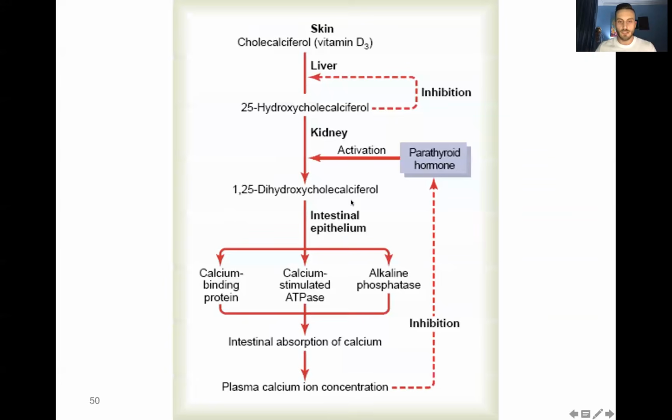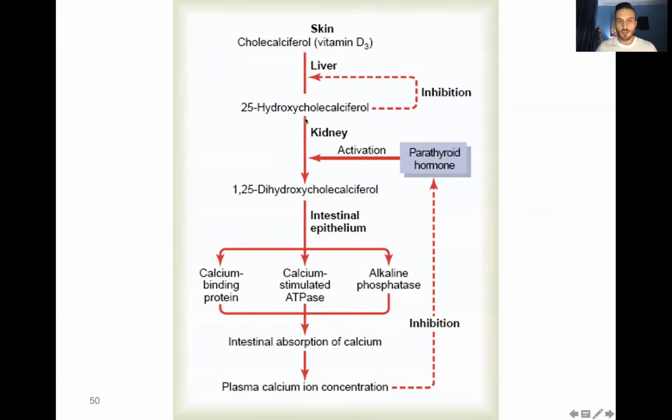Now for vitamin D, we will take this picture as a conclusion. You all know that vitamin D is already in the body, but it is inactive. It is in the skin. When the sun hits it, it will be changed to vitamin D3, and it will go to the liver. In the liver, it will get hydroxylated to become 25-hydroxycholecalciferol. Then this product will go to the kidney. In the kidney, it will get hydroxylated another time to become 1,25-dihydroxycholecalciferol, which is the active form of vitamin D.